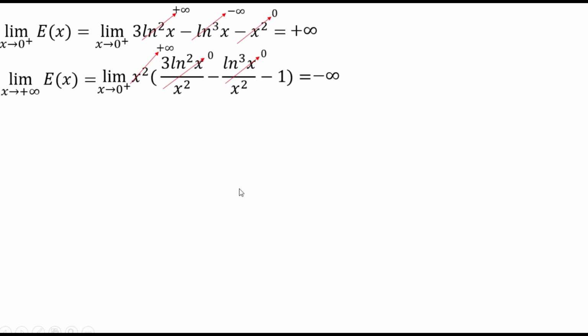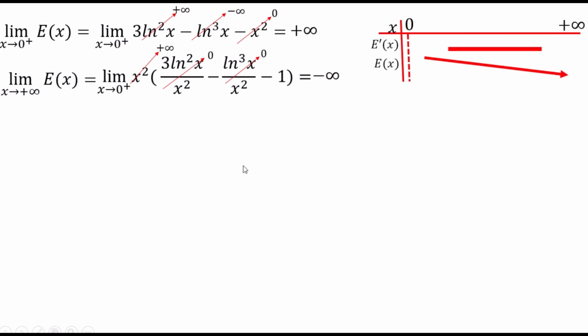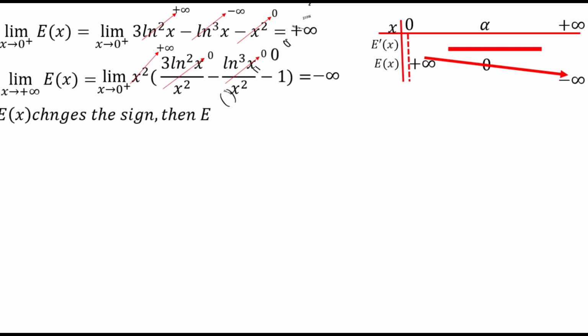What do we conclude? We conclude that E of x changes the sign, from plus infinity to minus infinity. Then E of x equals 0 admits a unique root alpha. Okay. How to find an approximation of alpha?